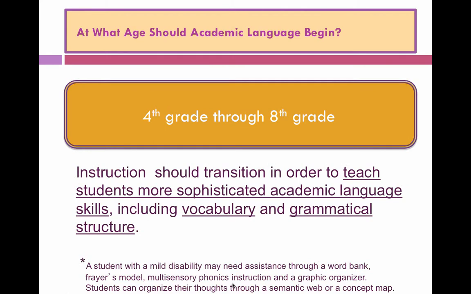For students in 4th grade through 8th grade, instruction should transition in order to teach students more sophisticated academic language skills, including vocabulary and grammatical structure. A student with a mild disability may need assistance through a word bank, Frayer's model, multisensory phonics instruction, and a graphic organizer. Students can organize their thoughts through a semantic web or a concept map.